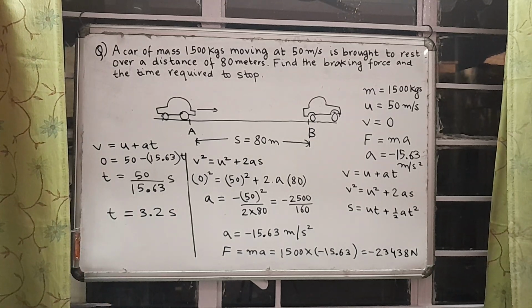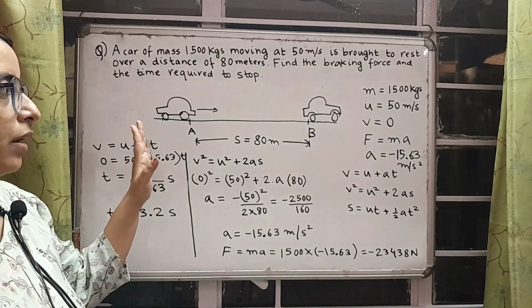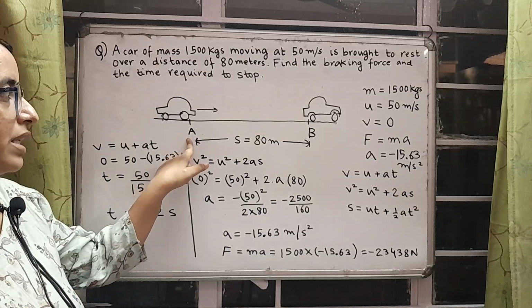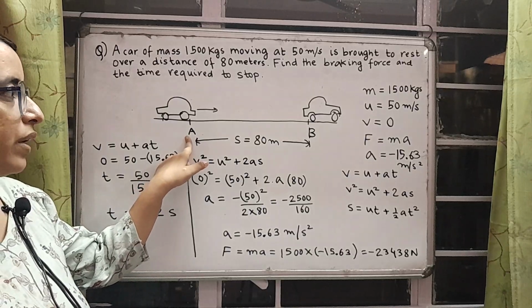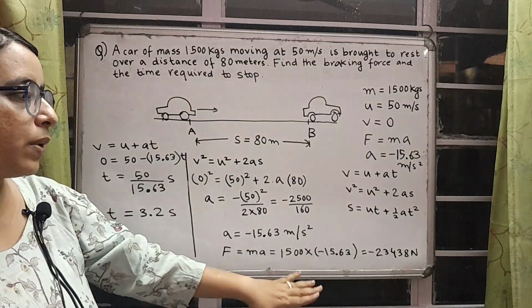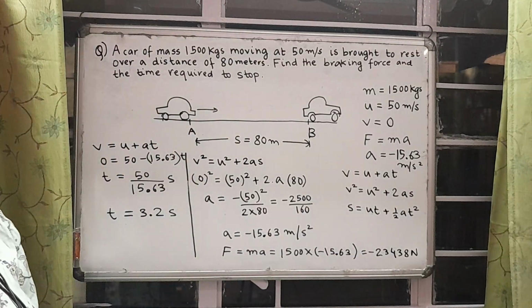So we see that it takes the car a time of 3.2 seconds to come to rest starting from point A to point B, and the braking force required for that is 23438 Newton. So, that is all.